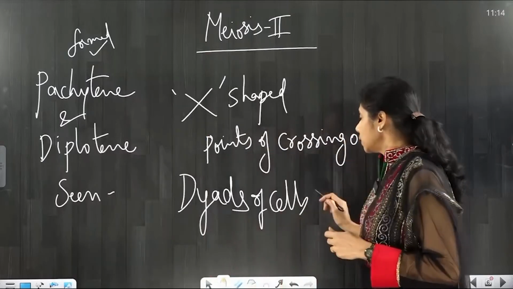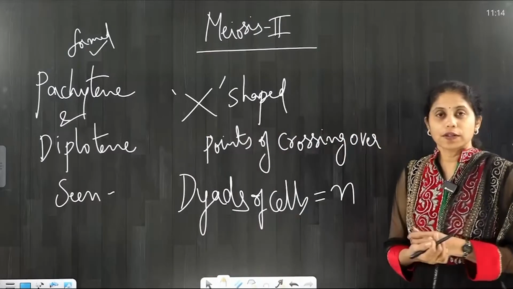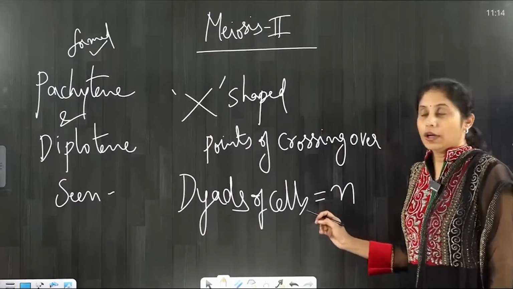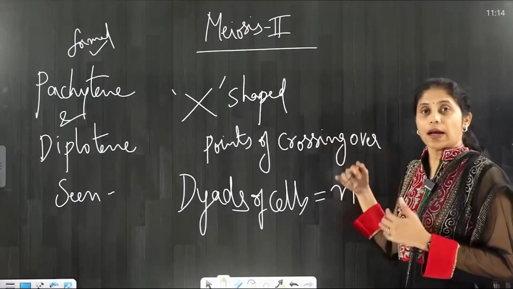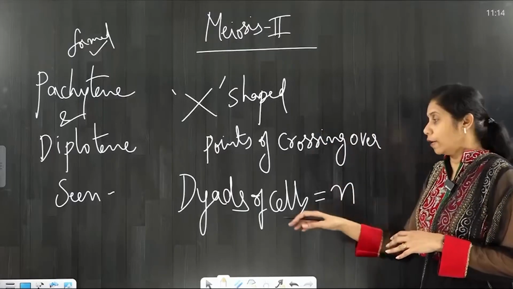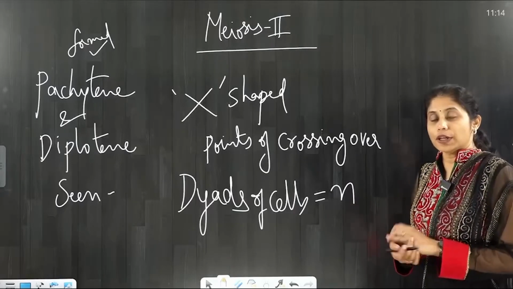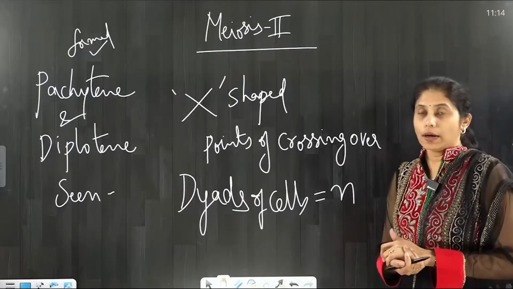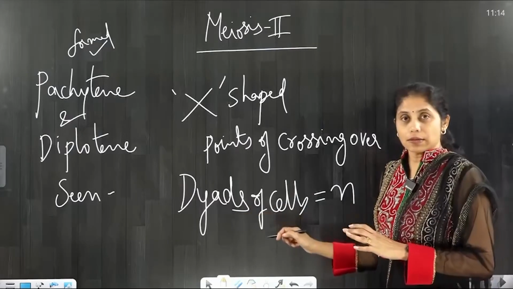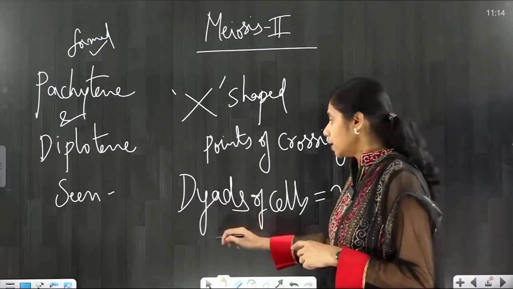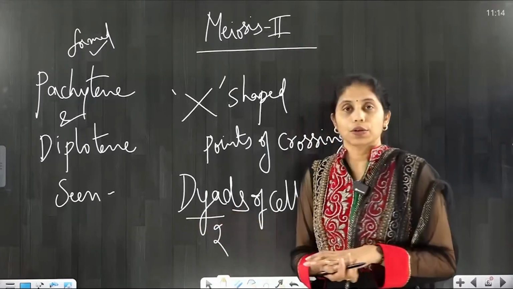These dyads of cells which are formed at the end of meiosis-I will be haploid, because one diploid cell is undergoing meiosis-I and it will form the dyad of cells, each cell with a haploid set of chromosomes. That means n is equal to 23. So now the two daughter cells which are formed here, dyad means two daughter cells.